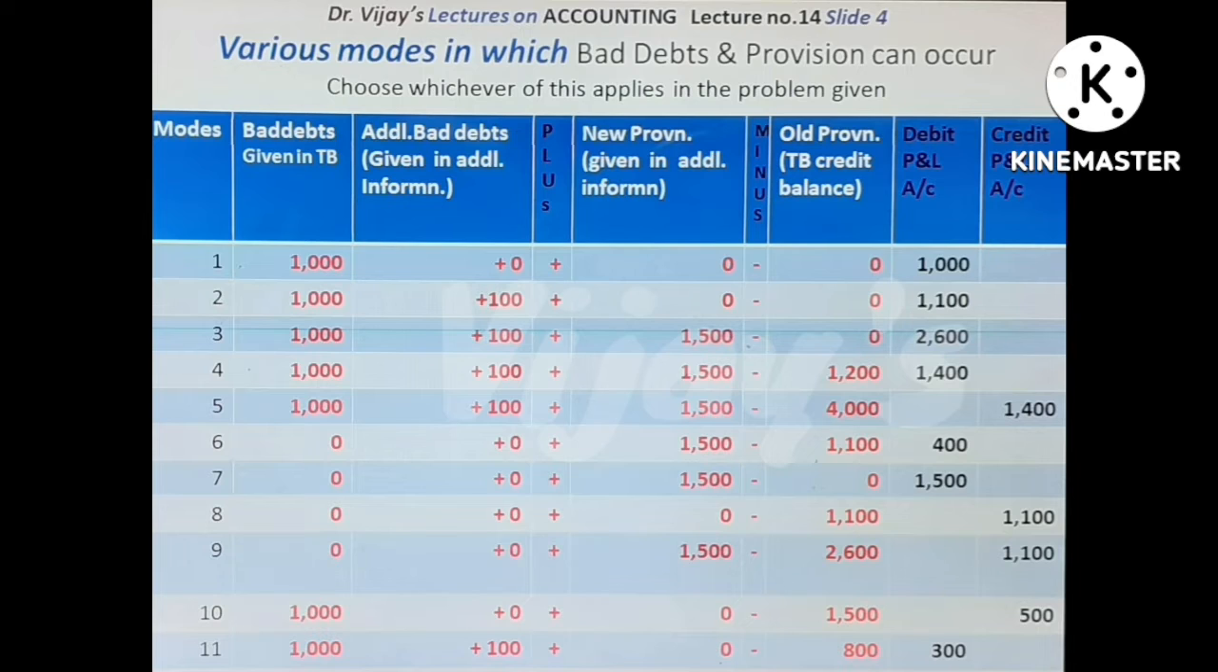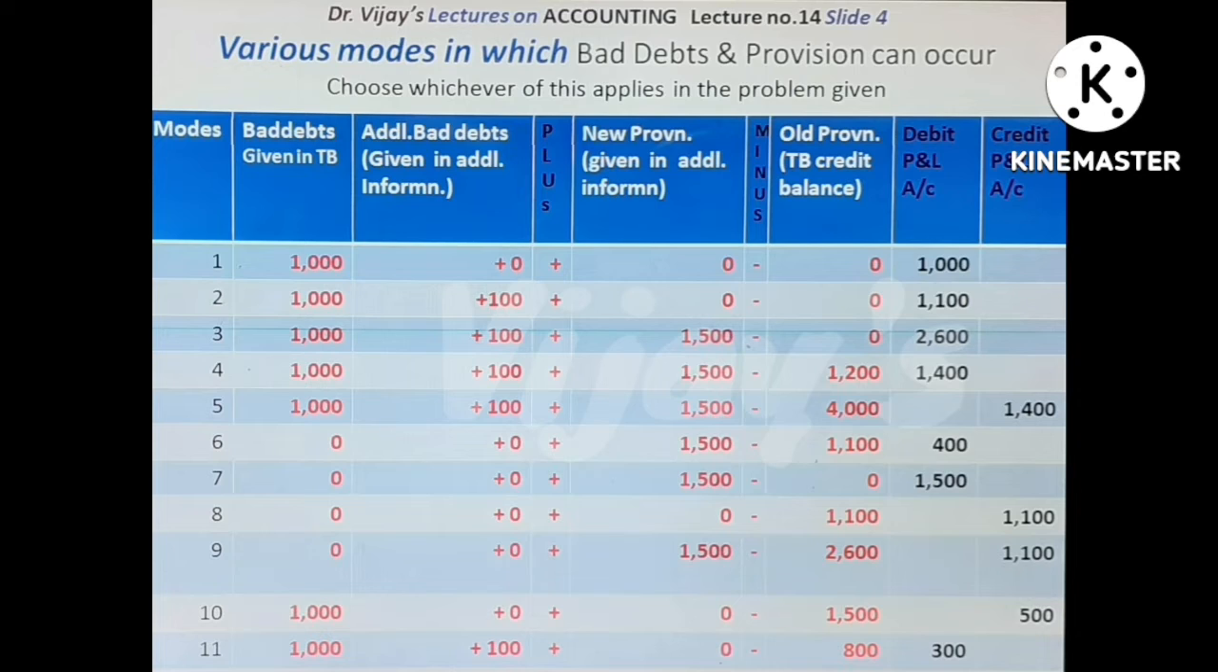Mode 1, bad debts given in trial balance 1,000. No additional bad debts, no new provision, no old provision. You simply show that in profit and loss account debit side because that is loss. Okay, in trial balance from sundry debtors, nothing to be subtracted. So that is as given in the balance sheet.